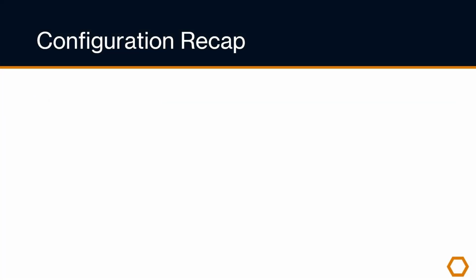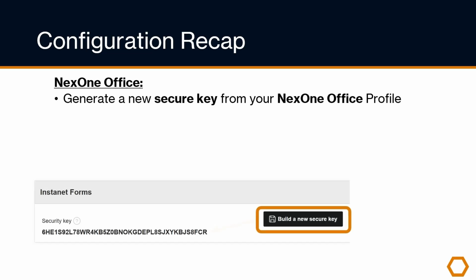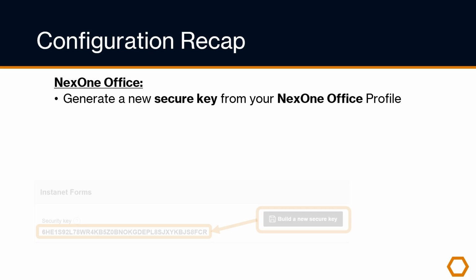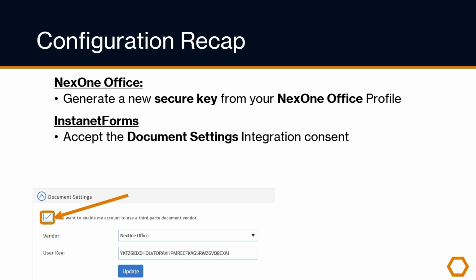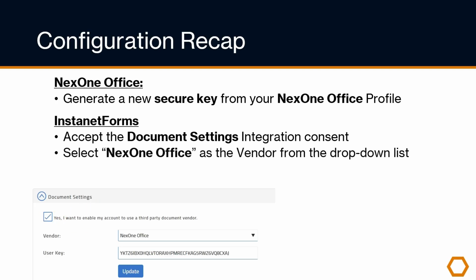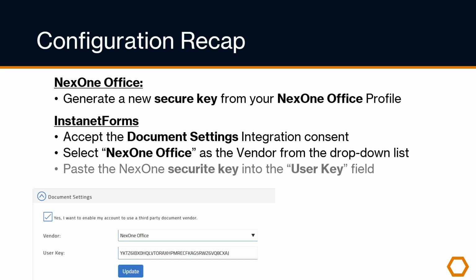Let's recap. To enable the integration between Authentisign and NexOne Office, first you need to generate an integration key from your NexOne Office profile by clicking on the Build a new secure key button. In Instanet Forms, access the Document Settings section of the integration setup and accept the consent that enables the connection between the two software. Select NexOne Office as the vendor from the drop-down list and paste the security key previously generated by NexOne Office into the user key field.